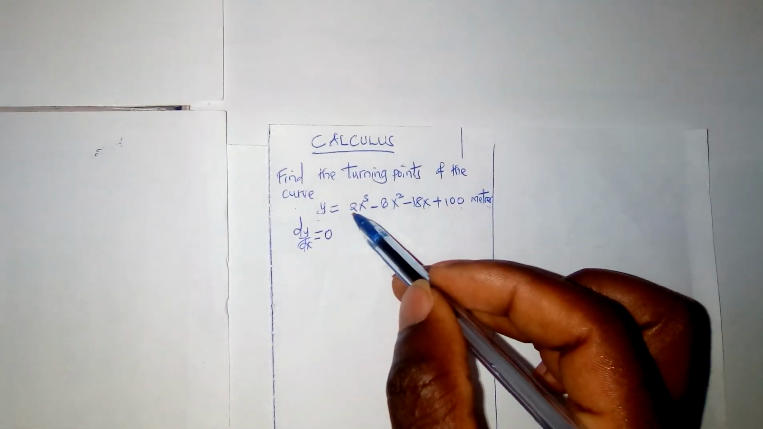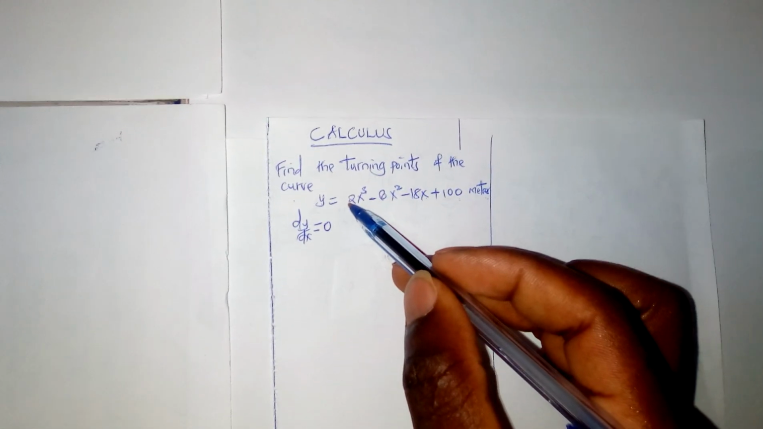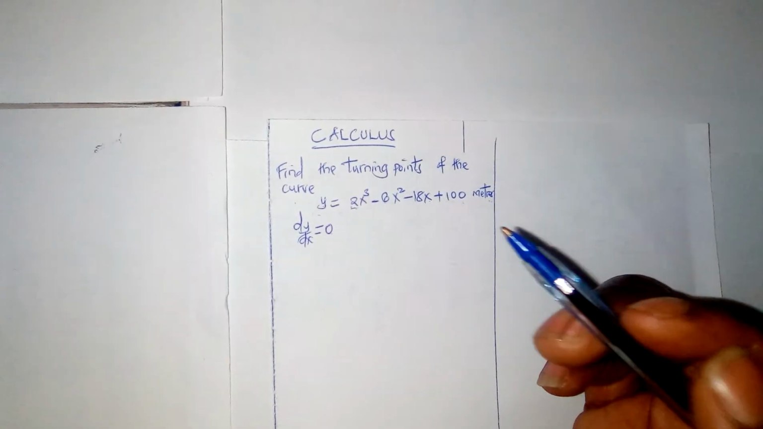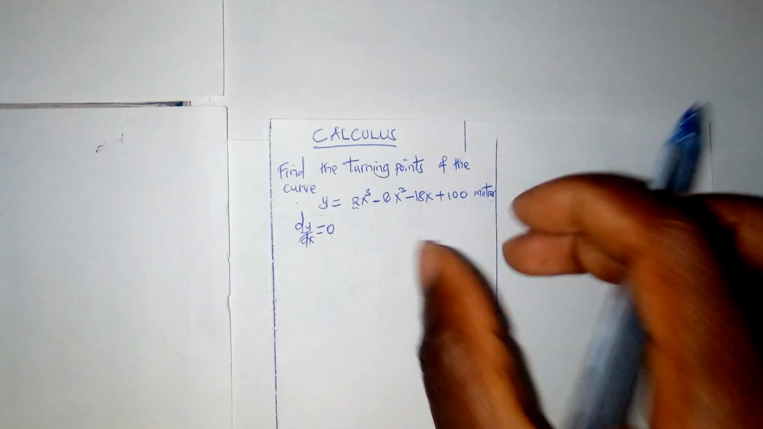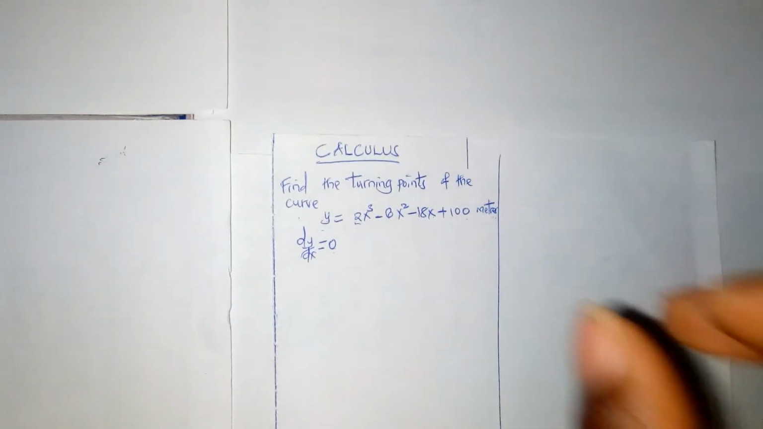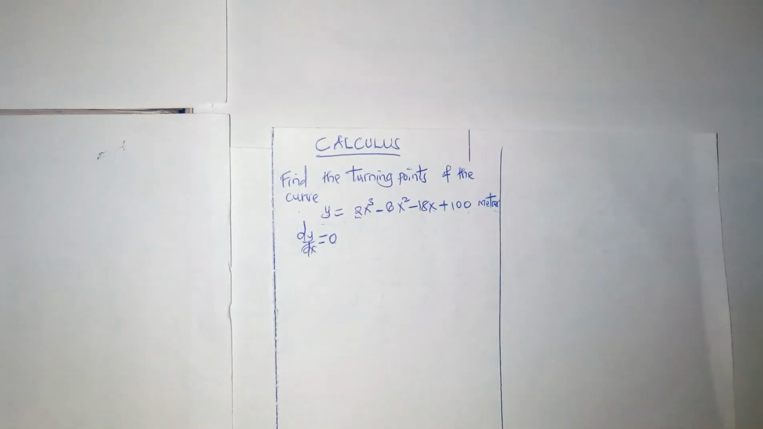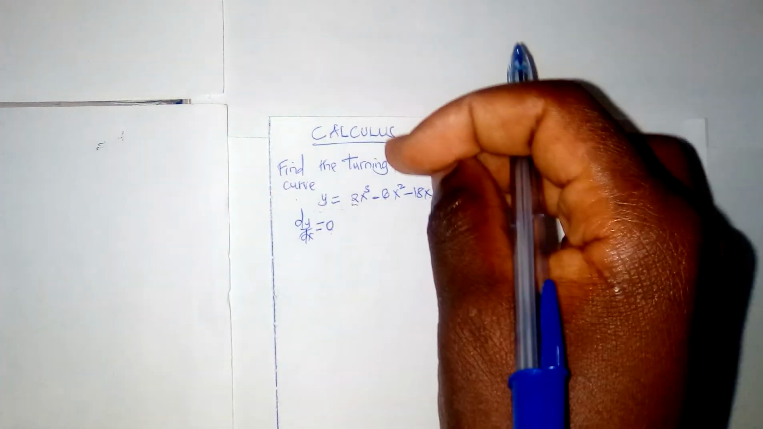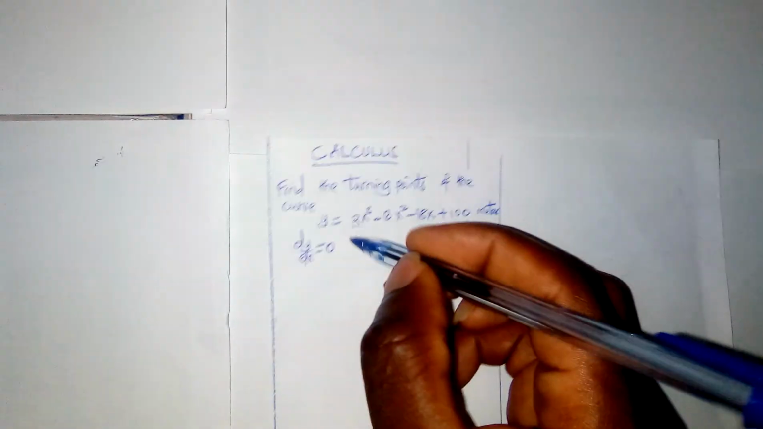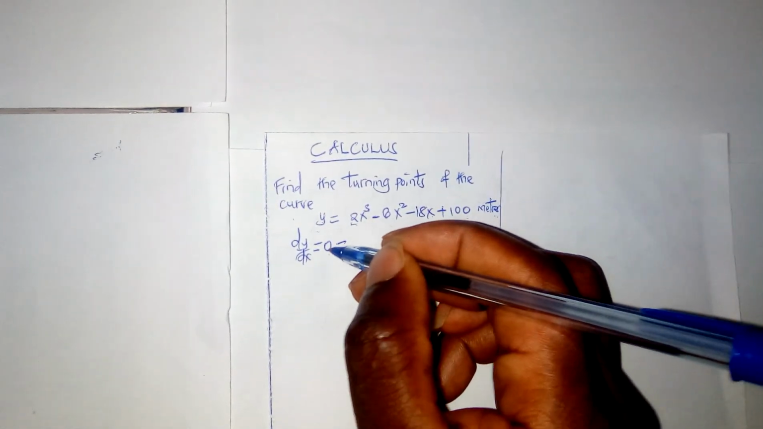In short, you just differentiate the equation, then you set it to 0. After that, we shall be getting the values of x. Then having the values of x, we shall be able to get the values of y. Using the values of x, we shall have derived the turning points. And therefore, dy/dx is equal to 0.